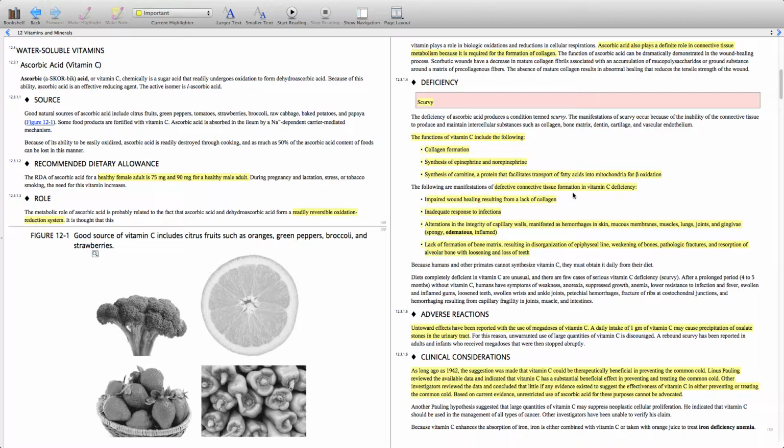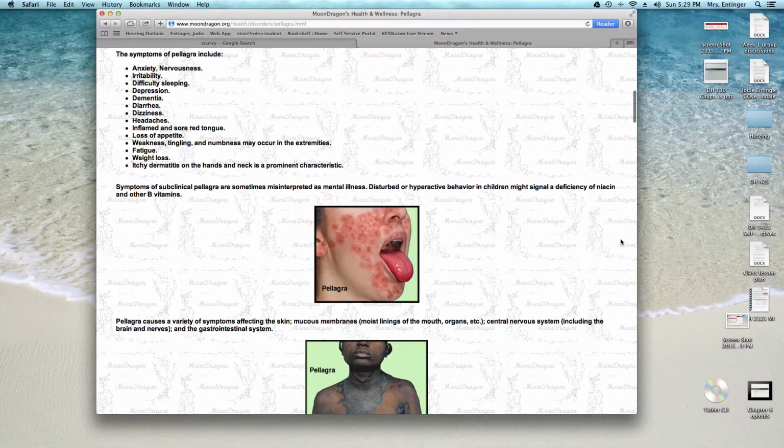Defective connective tissue formation in vitamin C deficiency would be impaired wound healing, inadequate response to infections, and alterations in the integrity of the capillary walls. So you'll get more hemorrhage. Hemorrhage in the skin. In fact, let me show you here.